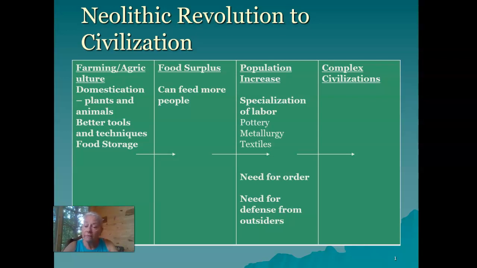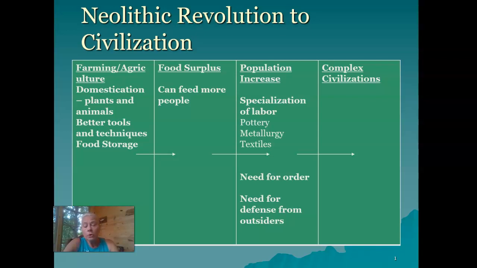So first of all, we have the domestication of plants and animals. This is going to result in better tools and techniques for growing crops and herding animals. As a result of food storage techniques, we have a food surplus and we can feed more people. This will lead to a population increase, which means not everyone needs to be engaged in hunting or gathering. And so we can specialize in things like pottery, metallurgy, and textiles.